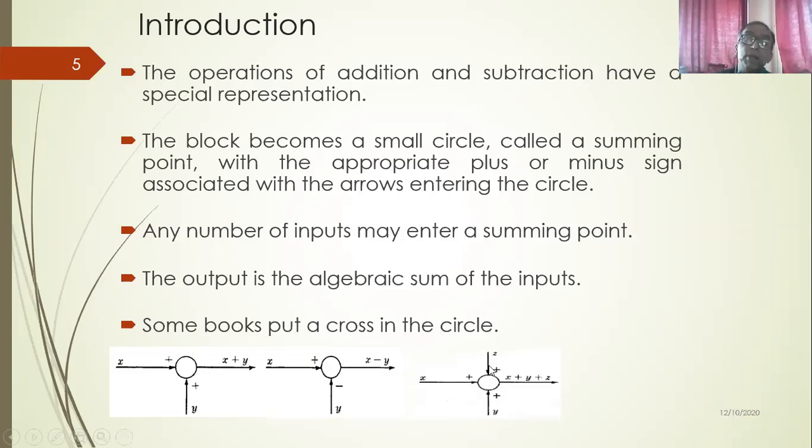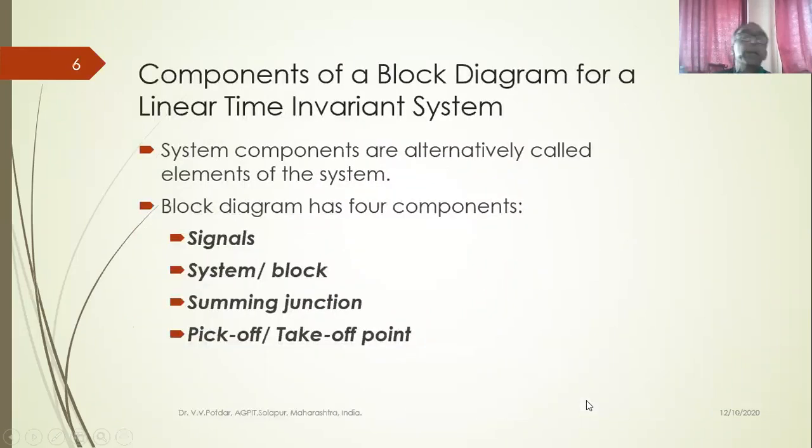In some cases, I will have three inputs, x plus y plus z is equal to w, whatever it is. This is the equal sign. One more representation is putting a cross inside that circle. This is also one way of representing. Both are correct. There are different ways of using this symbol for summing point. Inside these quadrants, they write plus or minus. So this is one way of representation of summing point.